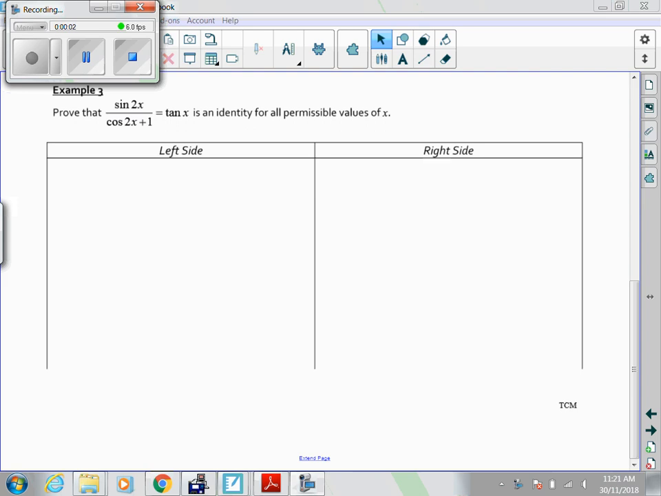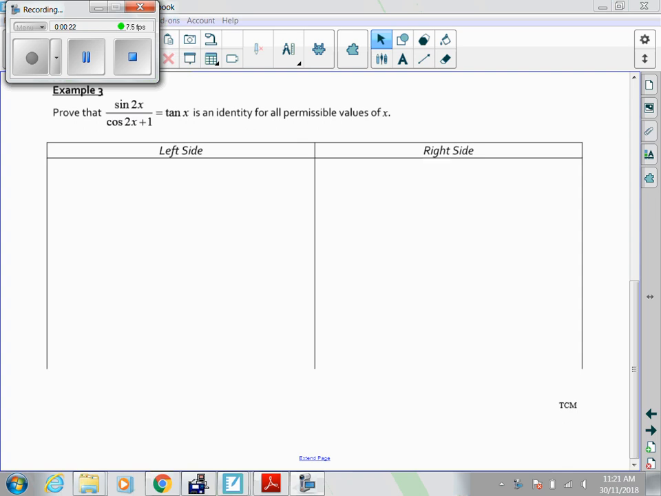All right, so here we are in lesson 6.3, I think, but we're still, again, just progressing through the notes little by little. We're doing the trig proof stuff here, and we're on example number 3. So, example number 3 has got a sine 2x over a cos 2x plus 1.